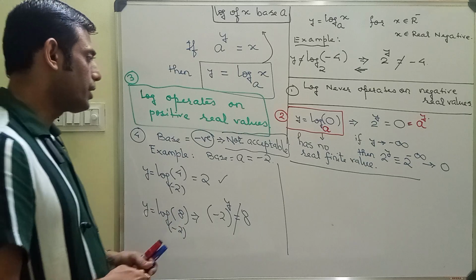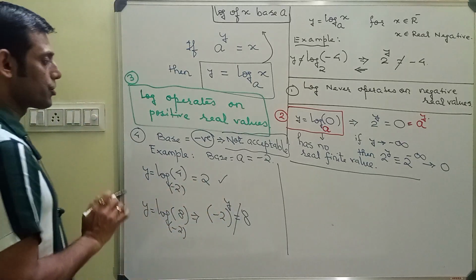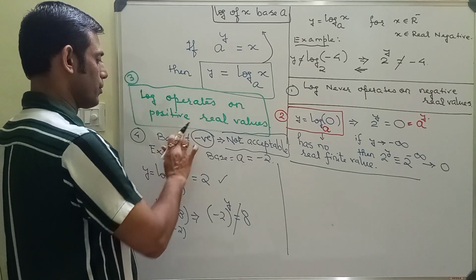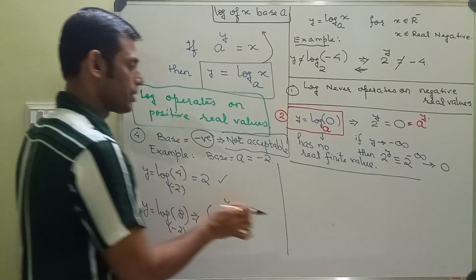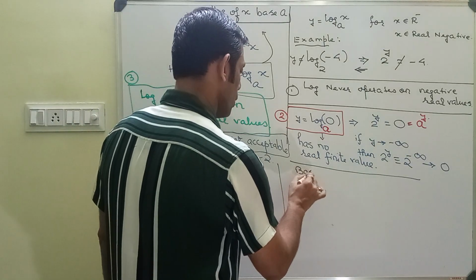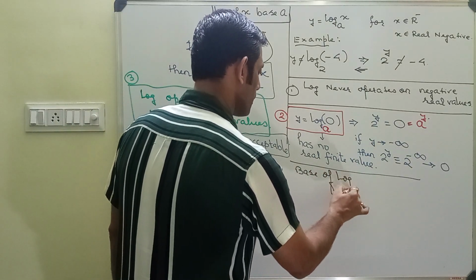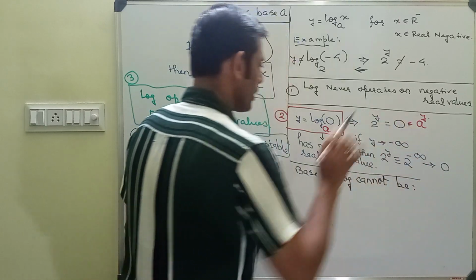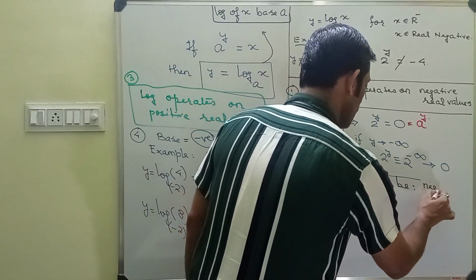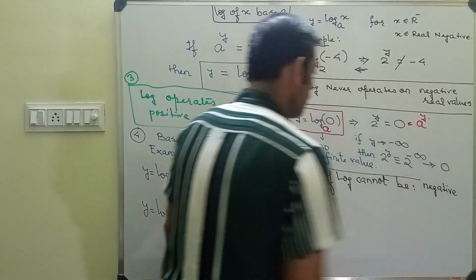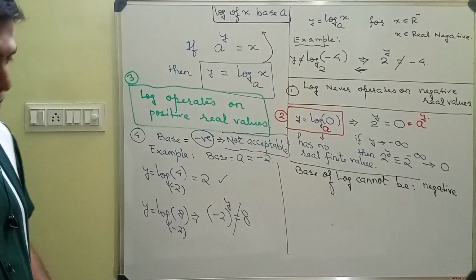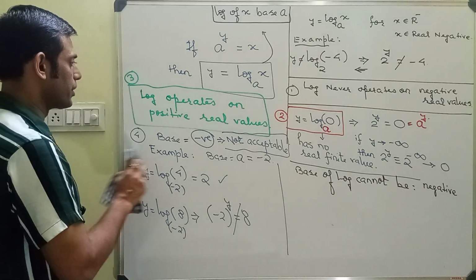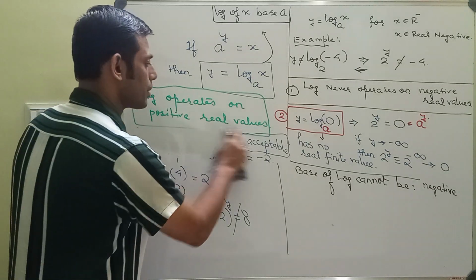Let's go to another and let's keep this noted. Let's keep it noted that base of log cannot be negative. First of all, it cannot be negative. There are more types of values of base which are not acceptable. Let's take one more example here, dear.